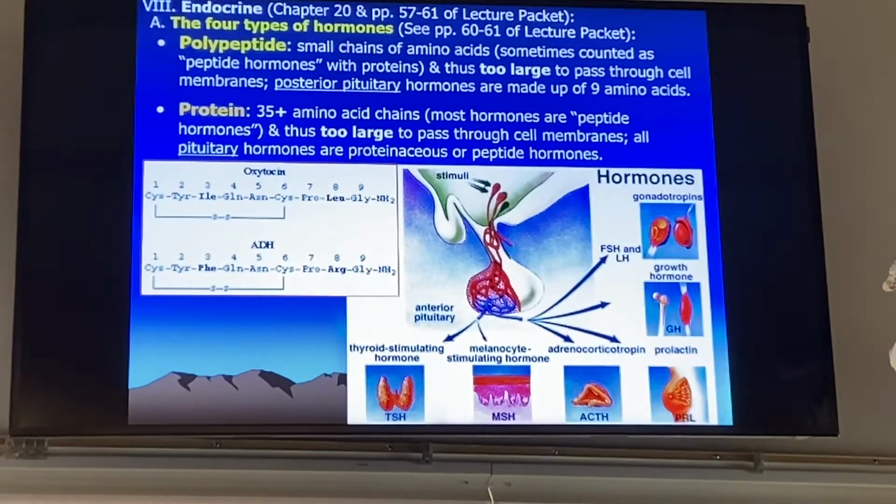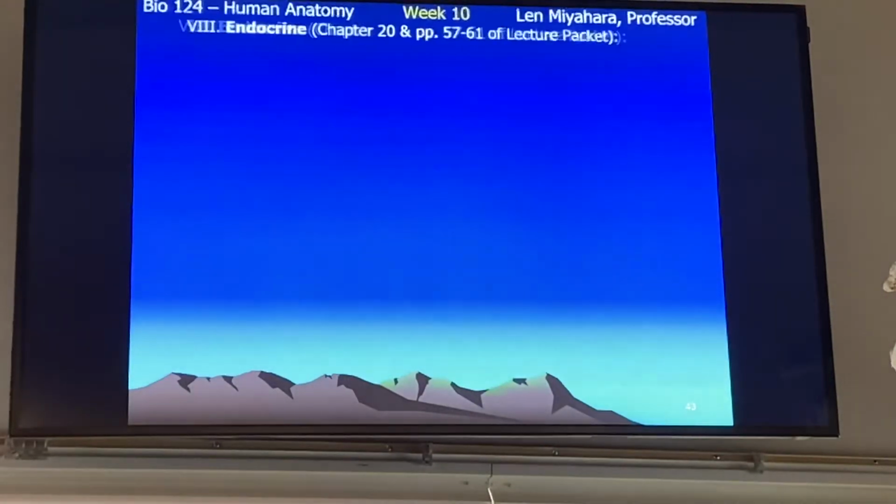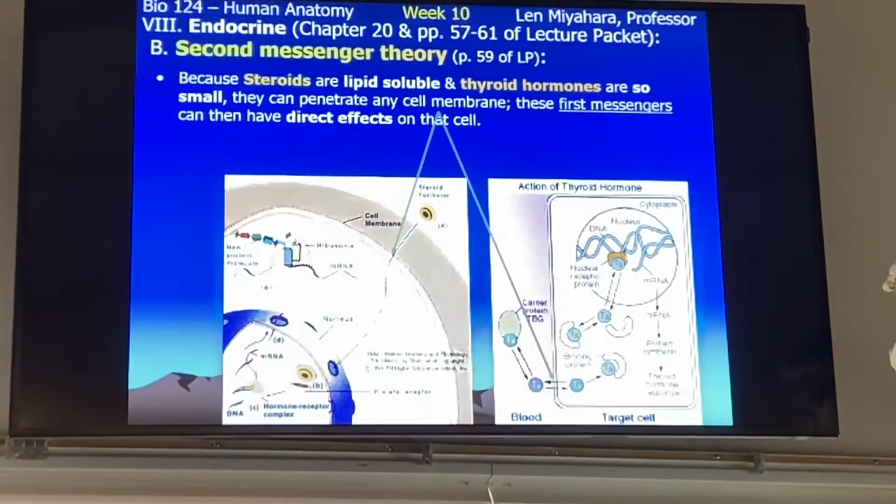Then if we get a big chain of amino acids, those are protein hormones. Both of these do not cross cell membranes. They're too big. Only the 2 on the previous slide can cross cell membranes. And that's why this is important.